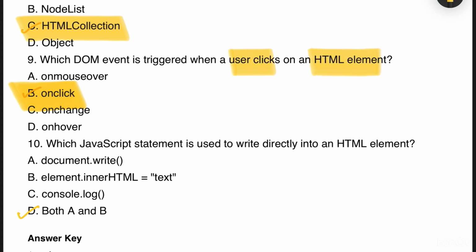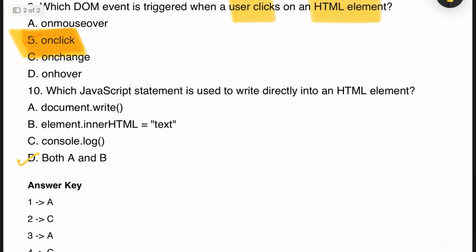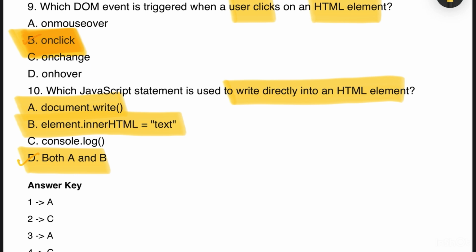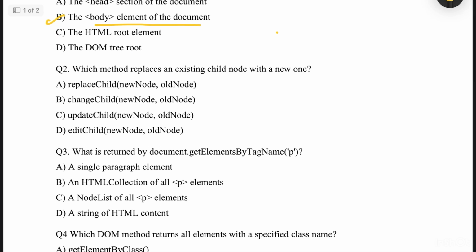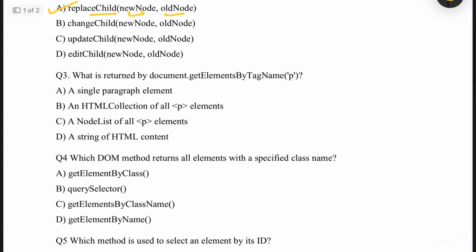When a user clicks on an HTML element, the DOM event triggered is onclick. Which JavaScript statement is used to write directly into an HTML element? Both A and B, meaning document.write and element.innerHTML =. What does document.body represent? The document.body represents the body element of the document. Which method replaces an existing child node with a new node? Option A, replaceChild(newNode, oldNode).